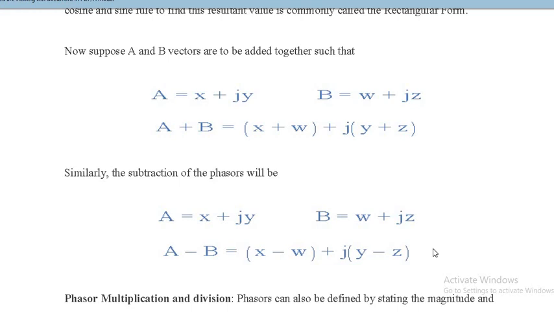Now suppose it would have been w minus jz over here. What would have been the case? It would have been a minus b is equal to x minus w plus j, y of minus z, so it would have been y plus z. So a minus b is equal to x minus w plus j (y plus z). That is how subtraction works. So by now we have seen how to add two vectors and how to subtract two vectors. Now next is how you do multiplication and division.